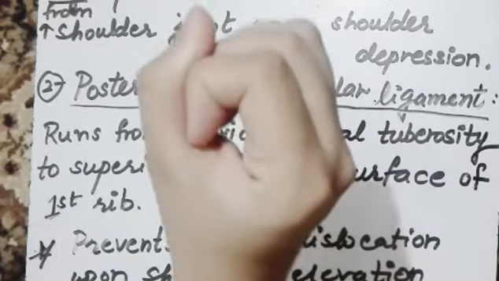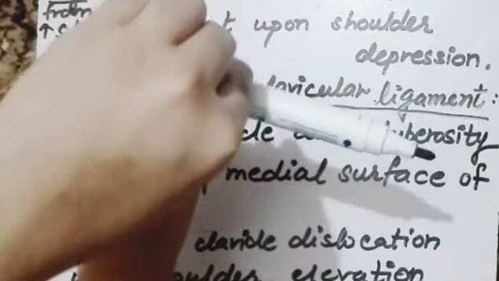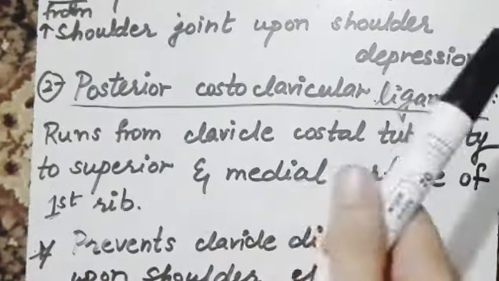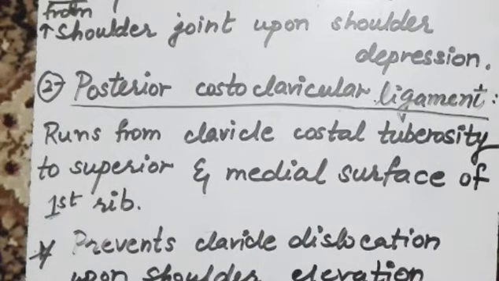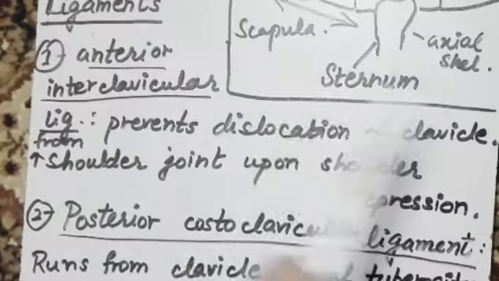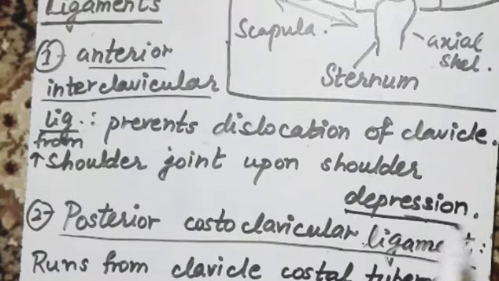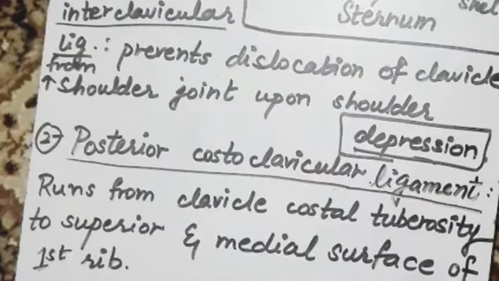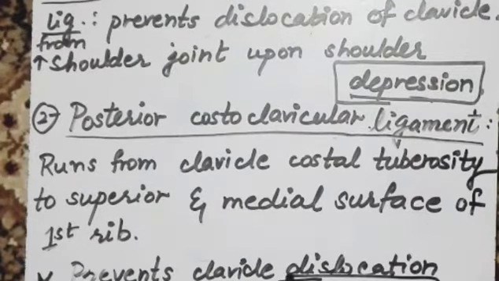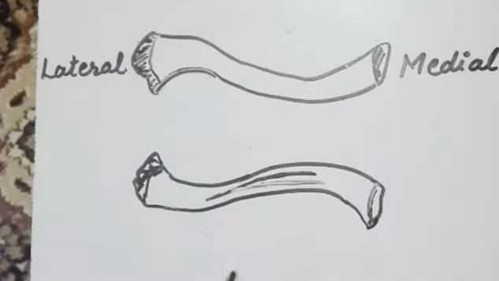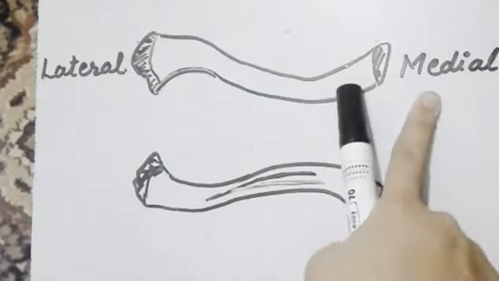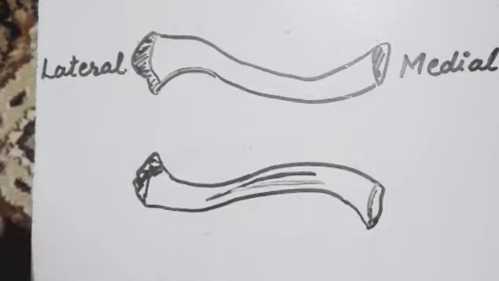We can see the main difference between these two ligaments is when it elevates and when it depresses. This is your clavicle and it is elevating and depressing. So we can say that the anterior interclavicular ligament prevents dislocation upon depression, while the posterior costoclavicular ligament prevents dislocation upon elevation. That's the difference between these two.